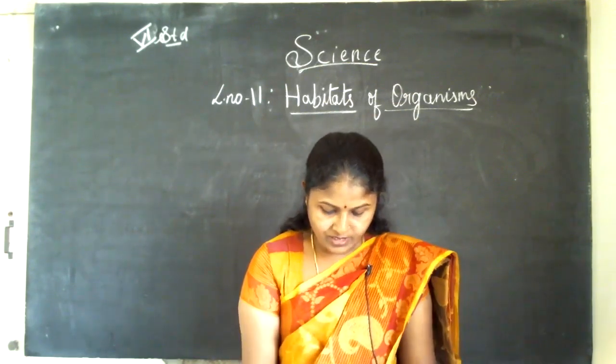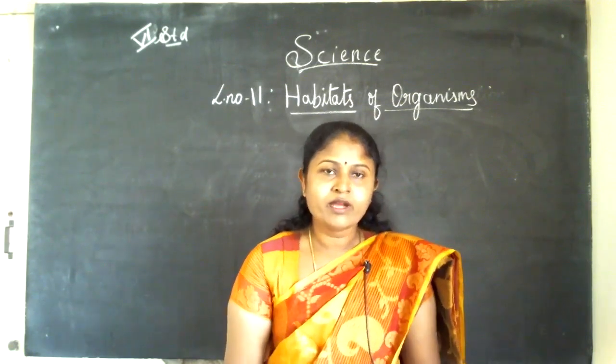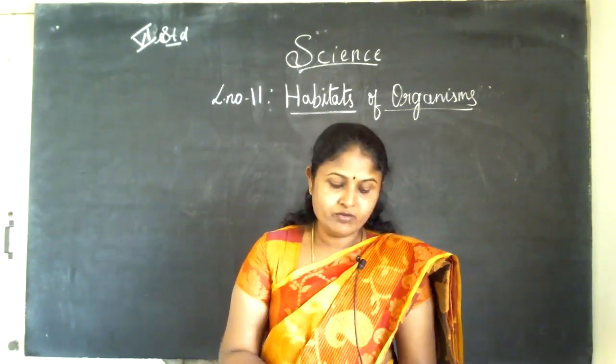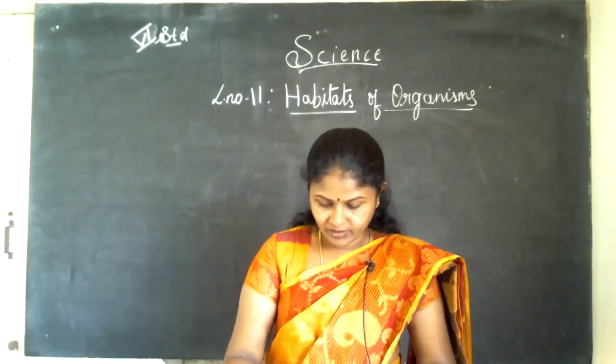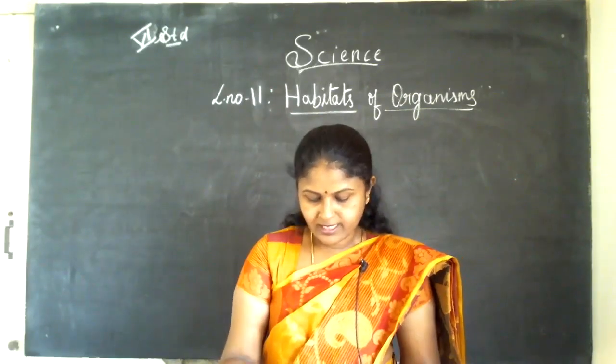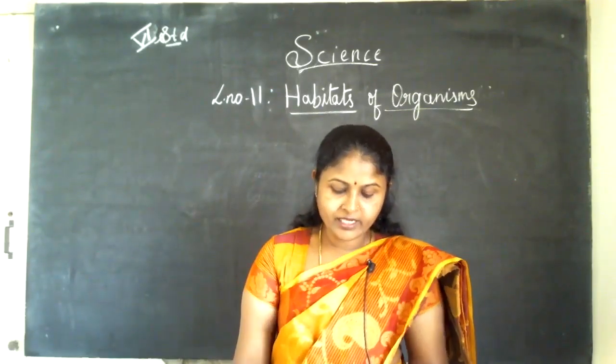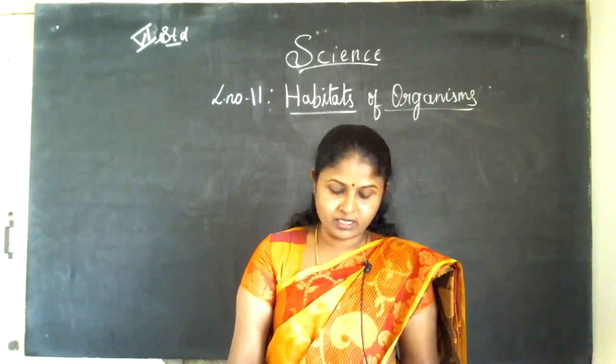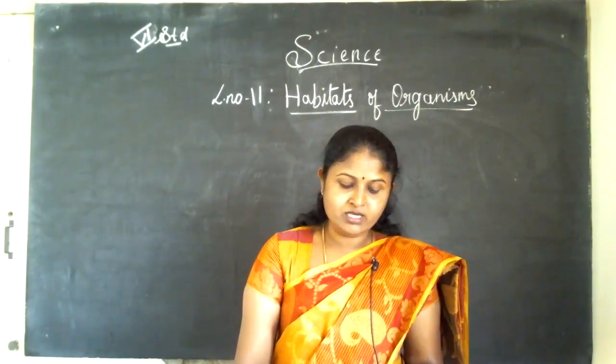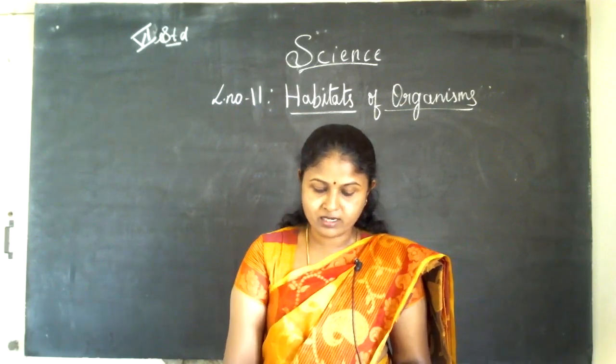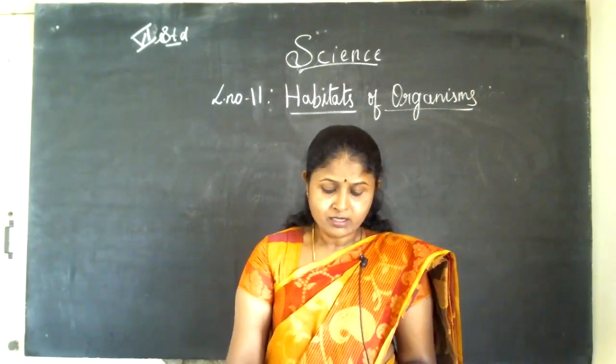Then coming to tropical rainforest habitats. Tropical rainforest habitats are warm and wet because it rains there all the time. It is a rainy area. They get plenty of rain throughout the year. This is why it is called the tropical rainforest.